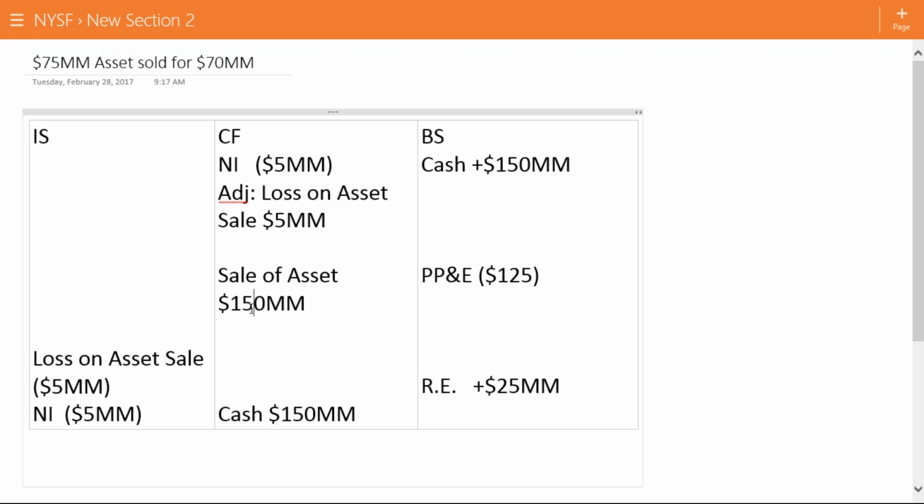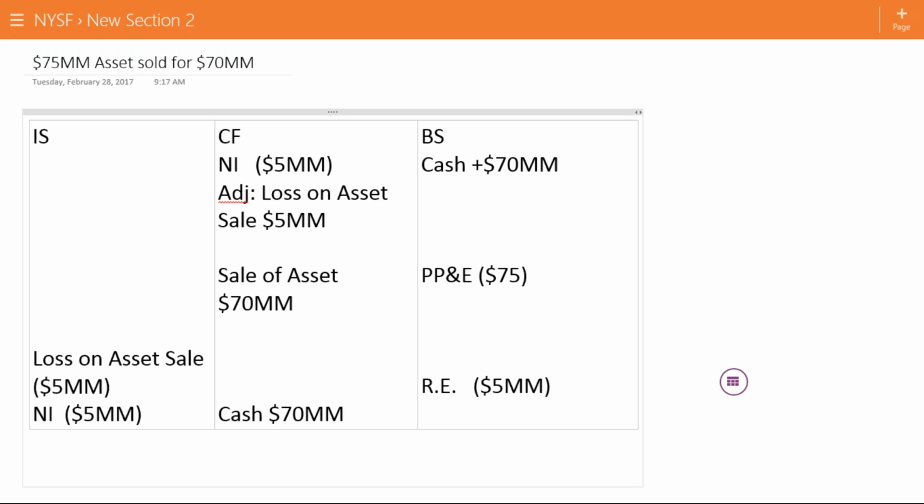What's the sale? 70. The money is received. So we only got 70 for the $75 million asset. So cash becomes 70, and for PP&E, even though only 70 was received, we want to pull out 75 from the asset. So the asset goes down 75, and it balances because retained earnings shows a loss of 5. Okay?